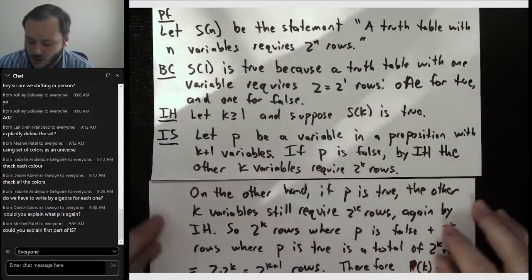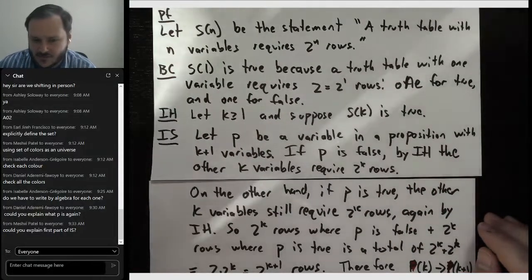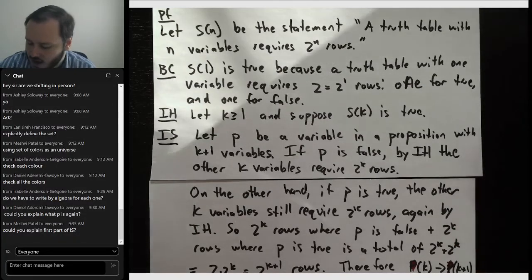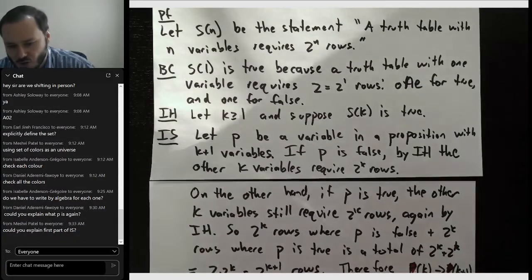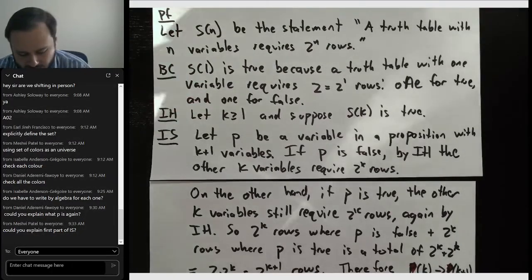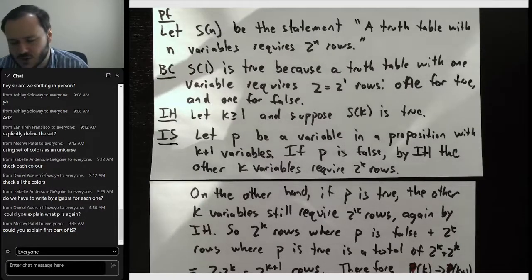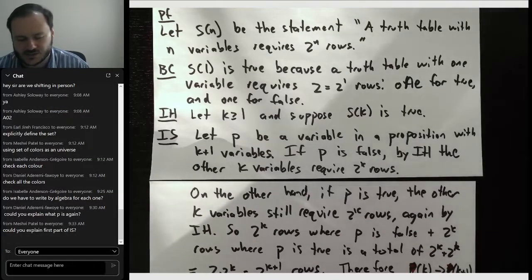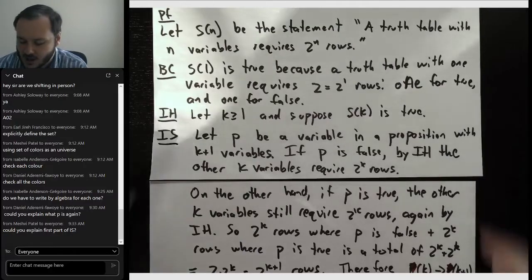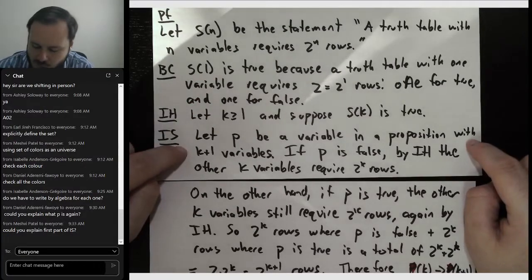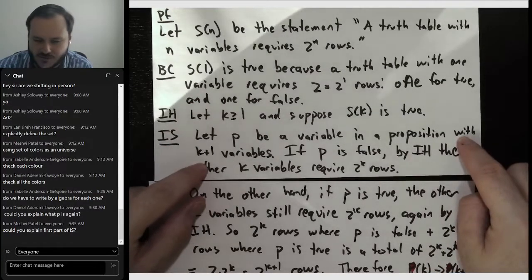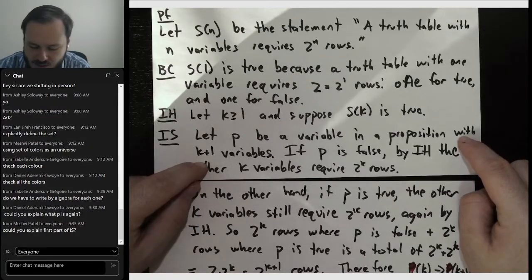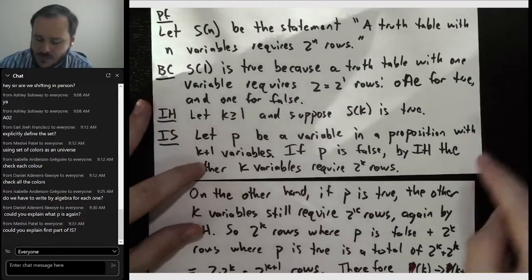But all I know is that if I only had k variables, it takes 2 to the k rows. I want to use that somehow. I know S of k. I want to show S of k plus 1. I know if I have k variables, it takes 2 to the k rows. I want to show that if I have k plus 1 variables, it takes 2 to the k plus 1 rows. So how do I do that? I start with a proposition with k plus 1 variables. And I want to show that it takes 2 to the k plus 1 rows.